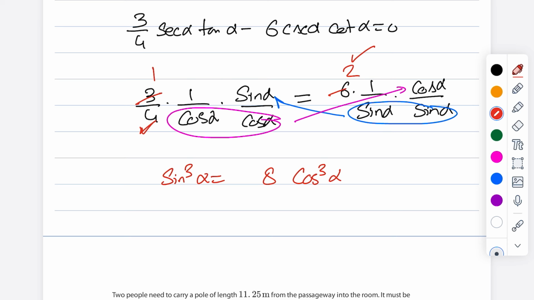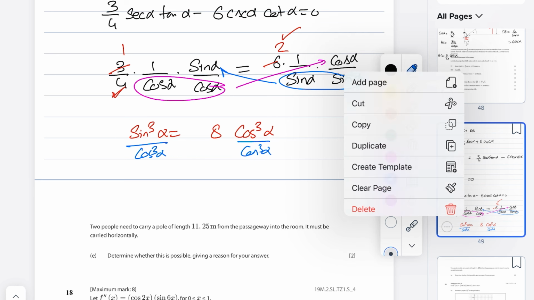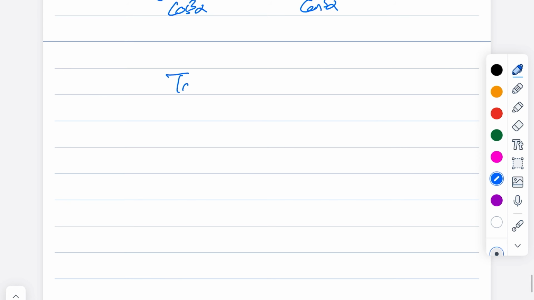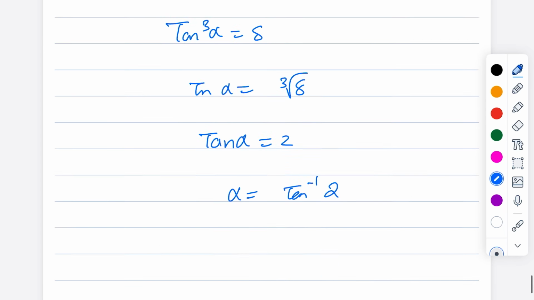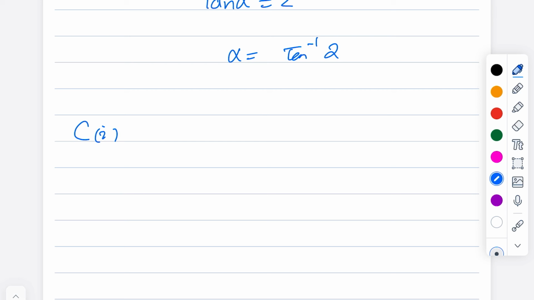So divide by cos cube alpha on both sides. What do I get from there? Tan cube alpha equals 8. So tan alpha equals cube root of 8. So what is tan alpha? Tan alpha equals 2. Alpha equals tan inverse of 2. Then C part 1, find d square L by d alpha square.